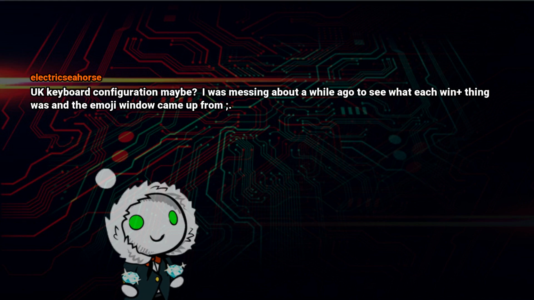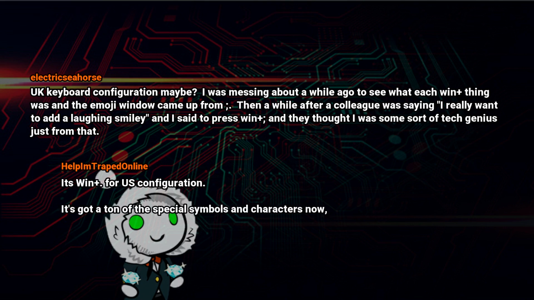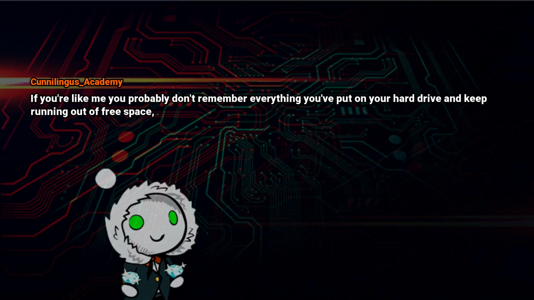I was messing about a while ago to see what each Win thing was, and the emoji window came up from Win period. Then a while after, a colleague was saying I really want to add a laughing smiley, and I said to press Win period, and they thought I was some sort of tech genius just from that. It's Win period for US configuration. It's got a ton of the special symbols and characters now, so no need to remember alt num codes any more.